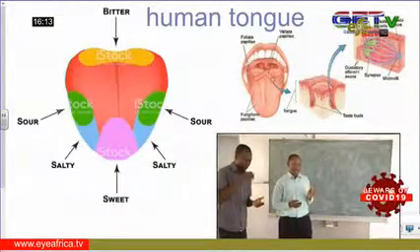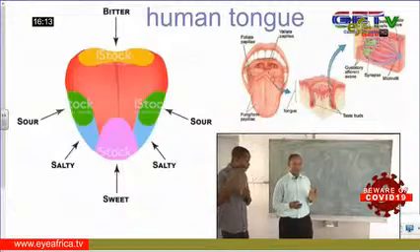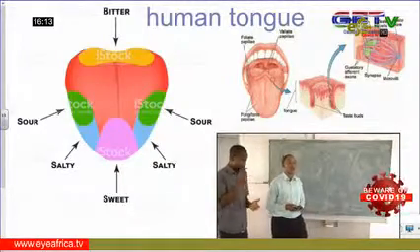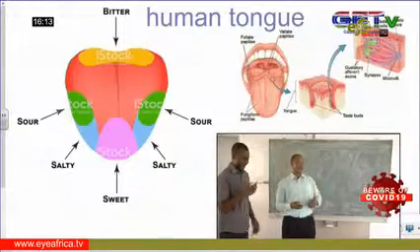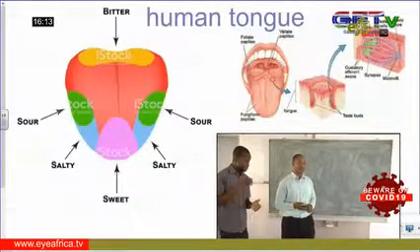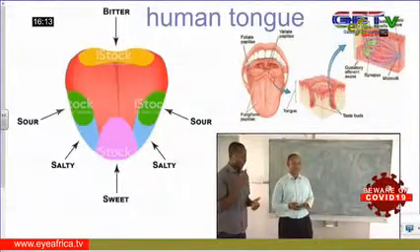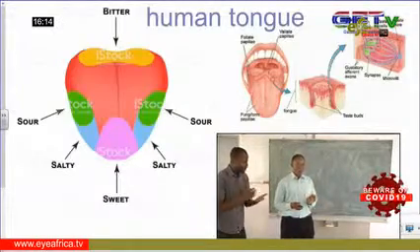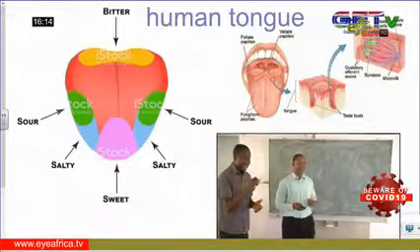If you go to the back side, a little bit to the back, but not exactly, somewhere in the center, those ones are sensitive to sour things. And at the very back, you have more buds that are very sensitive to bitter. But don't forget, every part of the tongue can taste any type of taste.